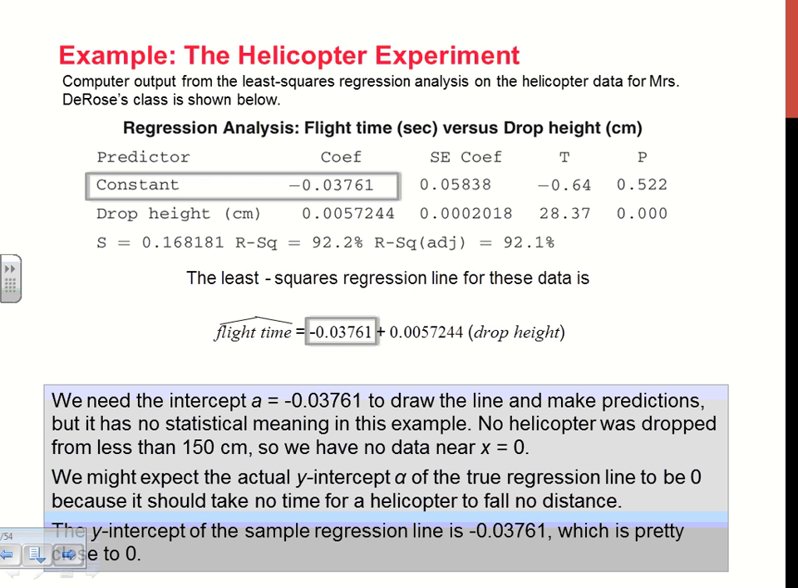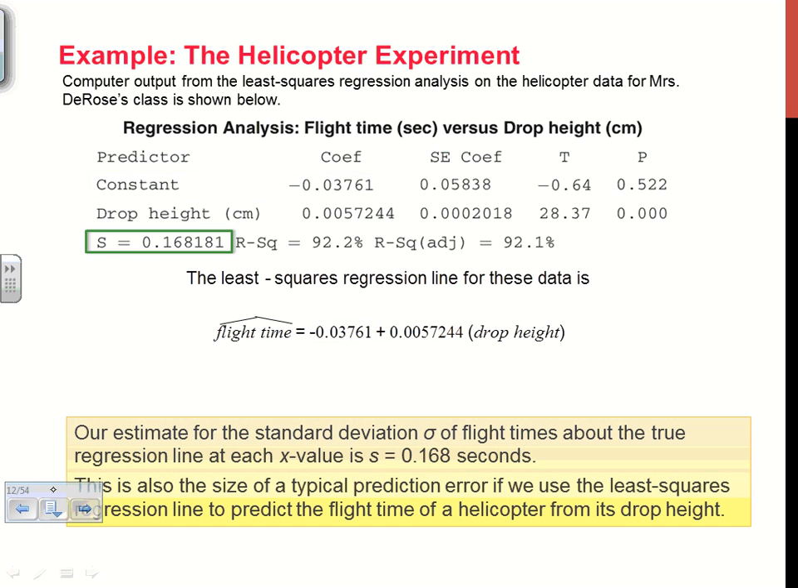All right, so that was our slope. So now our y-intercept. We needed the y-intercept to draw the line and make predictions, but it has no statistical meaning in this example because look, this is negative. No helicopter was dropped. You couldn't go below, okay? So we might expect the actual y-intercept alpha of the true regression line to be 0 because it should take no time for a helicopter to fall no distance. The y-intercept of the sample regression line is pretty close to 0, so we're close to what it actually could be.